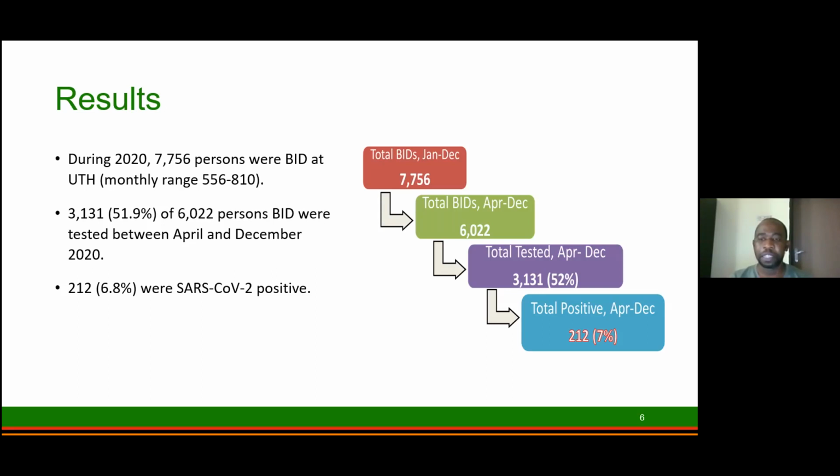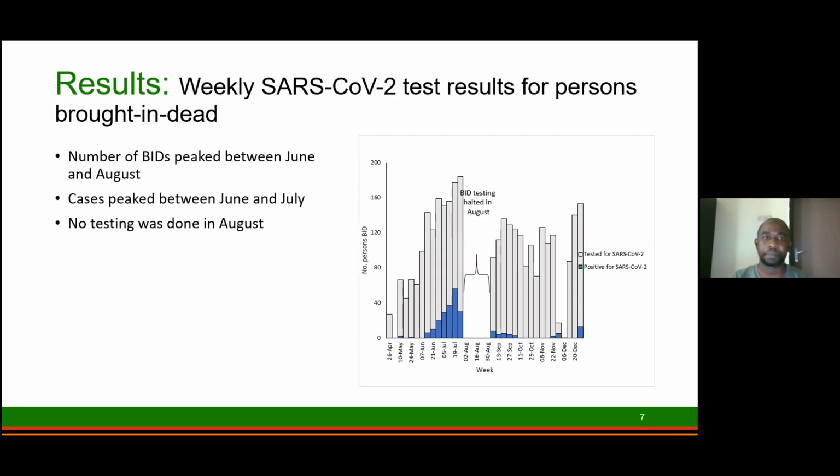Of these, we found 212 BIDs positive for SARS-CoV-2, which represents 6.8%. We noted that the number of BIDs peaked between June and August 2020. Cases also peaked between June and July 2020, but for the period of August, we did not have the results because no testing was done.